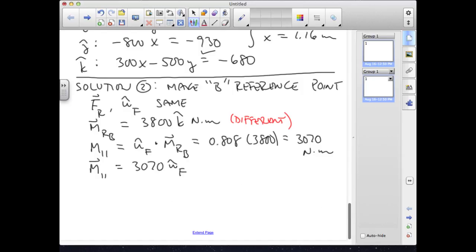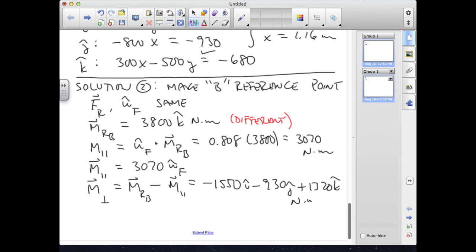and that's unchanged. But now, because the resultant moment at B is different, the perpendicular moment will also be different. MRB is different from MRA. M parallel is the same, so this will be different. And in this case, it's minus 1550 I minus 930 J plus 1320 K Newton meters.